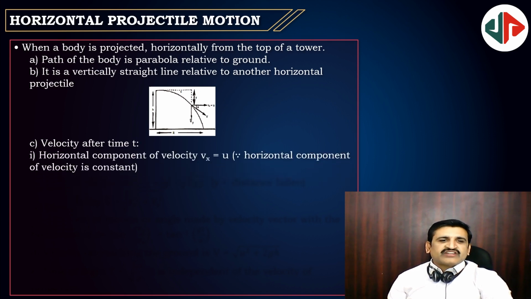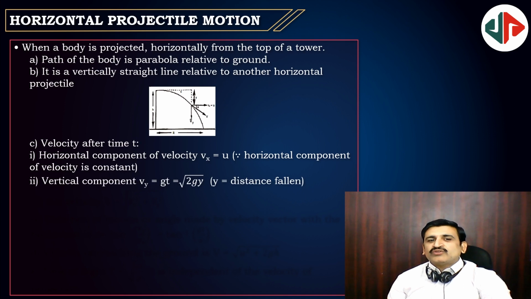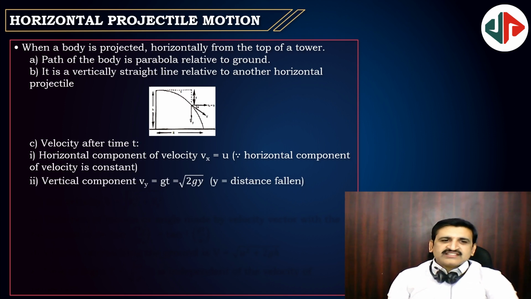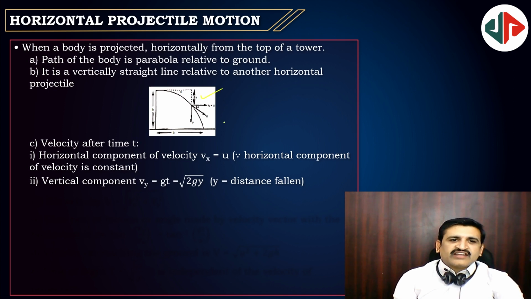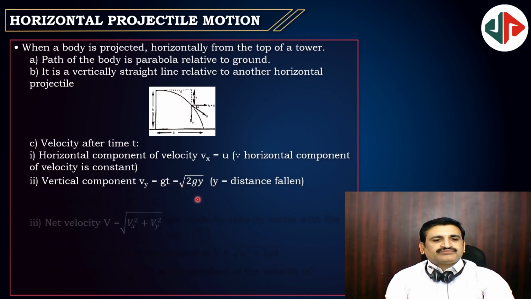Then velocity after time t: Vx is equal to u, because whatever horizontal velocity you have given. Vertical velocity will give you gt or root 2gy, where y is the height of fall. Then the vertical velocity component is Vy equal to gt or root 2gy.